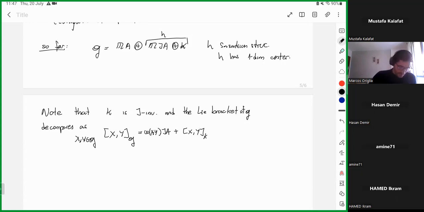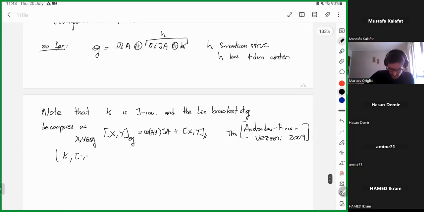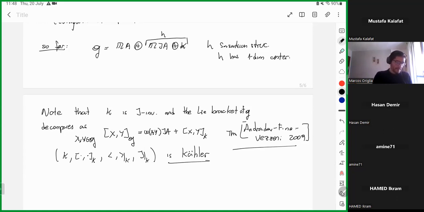So this is a result of Andrada, Fino, and Vezzoni, 2009. So they proved this result, the Lie bracket of G decomposed in this way. And the important part is that your subspace K with this Lie bracket is actually a Lie algebra. You can take the restriction of the original Hermitian structure, and this is a Kähler structure. This is the result of Andrada, Fino, and Vezzoni.